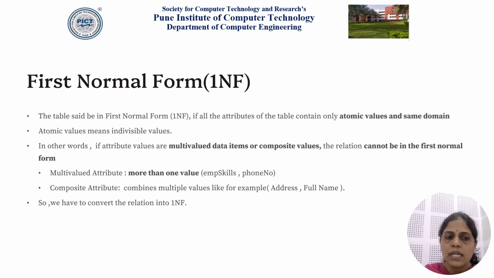In other words, if the attribute values are multi-valued data items, meaning more than one value, or composite attributes, meaning multiple values like, for example, the address, then the relation cannot be said to be in first normal form. So we have to convert that relation into a relation which does not have multi-valued attributes and composite attributes.